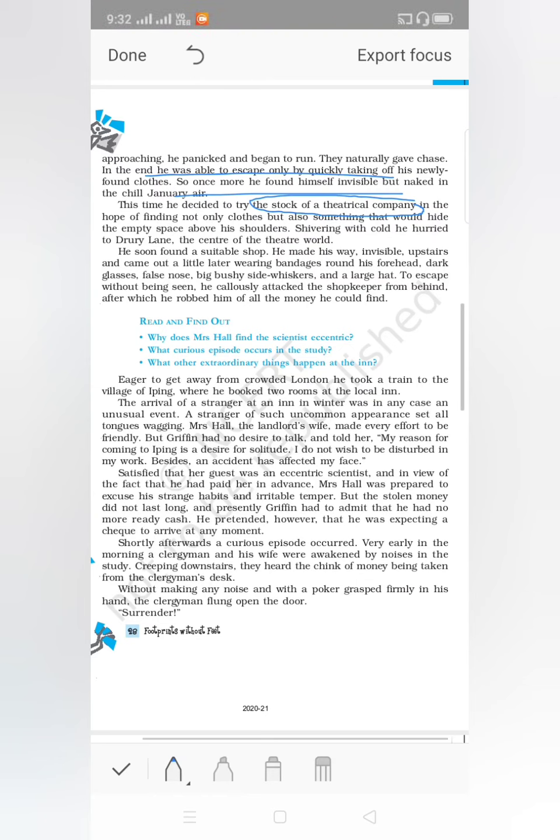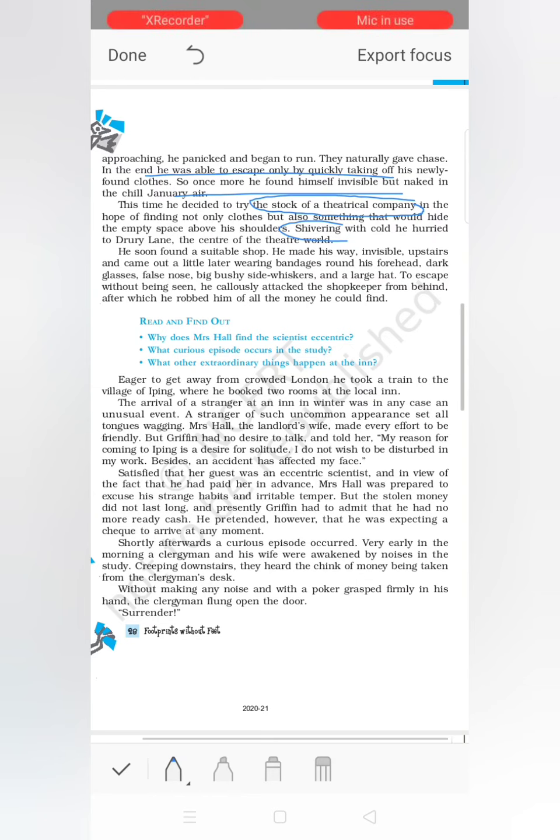Theatricals, what do you mean by theatrical? Theatrical means relating to acting, actors, or the theatre. Shivering. Shivering means shaking slightly and uncontrollably due to cold.